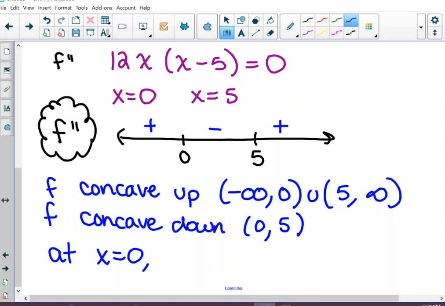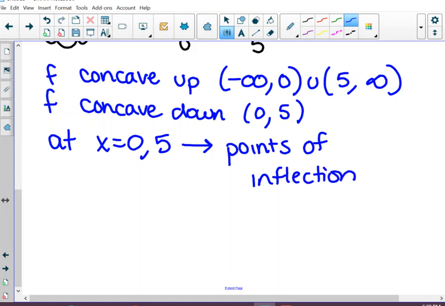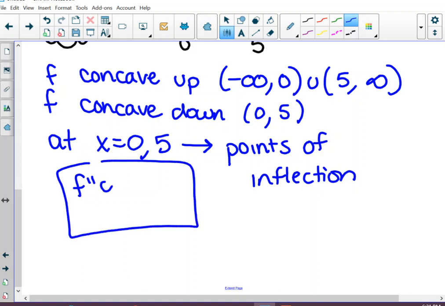And this is the last thing. At x equals 0 and x equals 5, those are called points of inflection. To have points of inflection, f double prime has to change sign. You have to get a change in concavity to have a point of inflection.